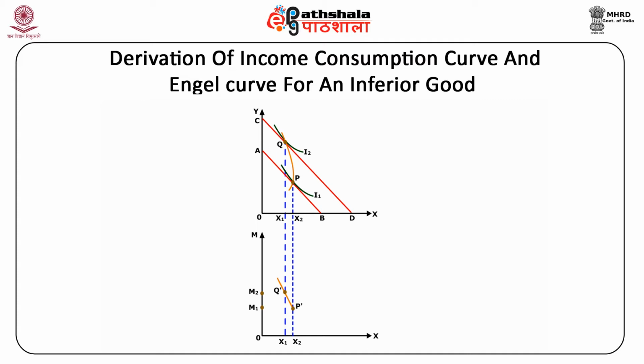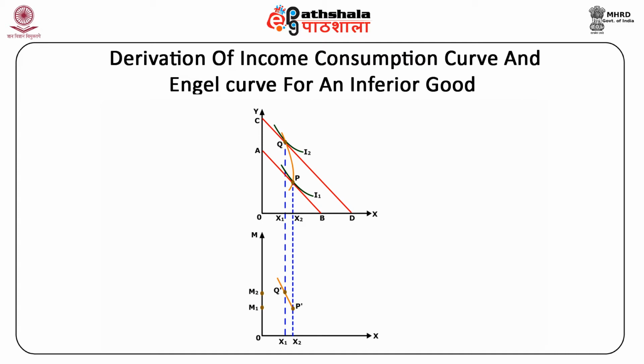As money income increases, the consumer equilibrium moves from the point P on I1 to point Q on a higher indifference curve I2. At the new equilibrium Q, the consumer purchases less of commodity X, which is an inferior good, and more of commodity Y, which is a normal good. This generates a negatively sloped income consumption curve PQ. The corresponding Engel curve is derived in the lower panel of the figure.